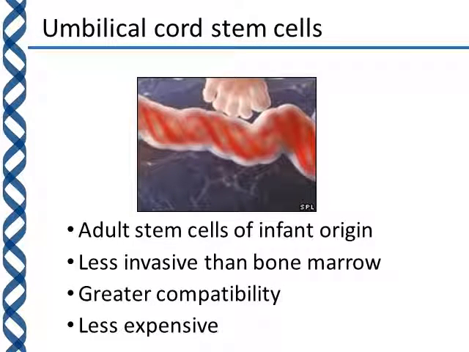More recently, a source of stem cells has been the umbilical cord stem cells. These are adult stem cells of infant origin. They are less invasive than bone marrow stem cells. They have greater capabilities and they are less expensive.